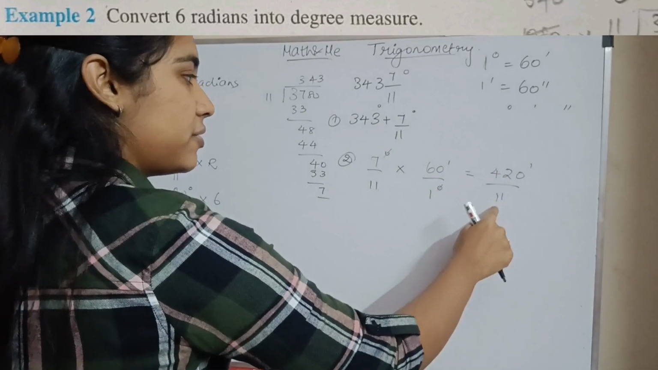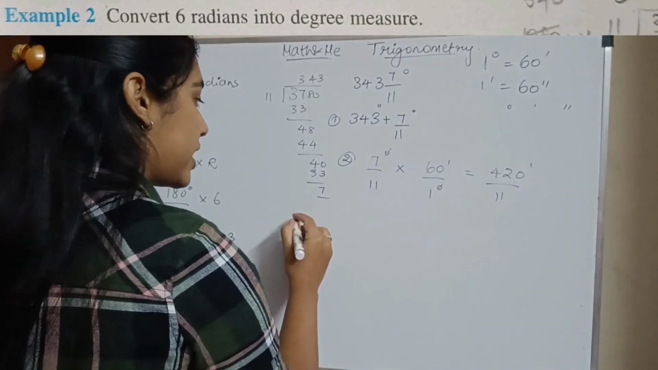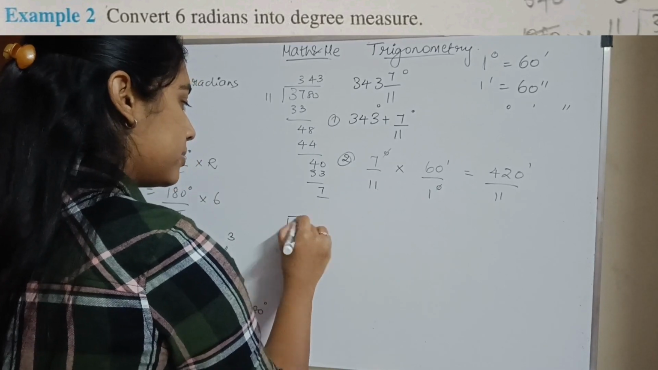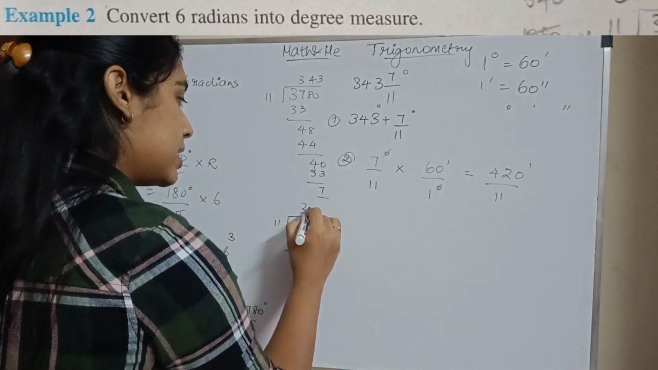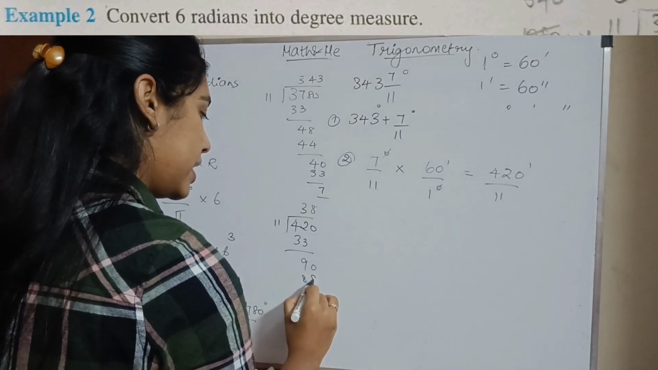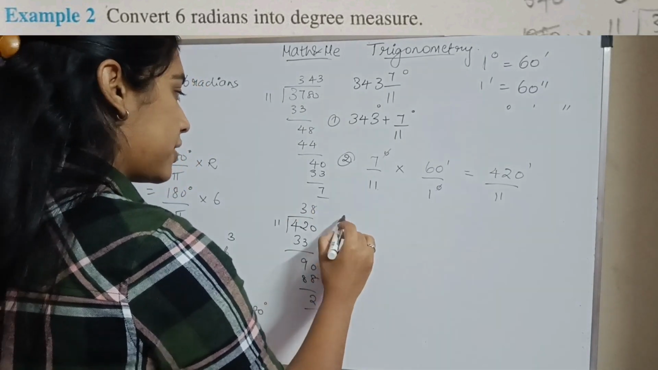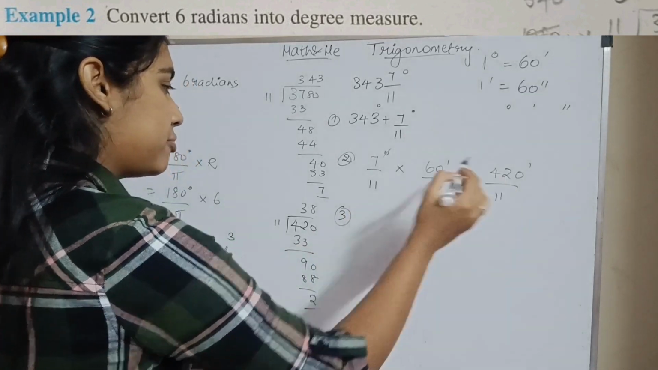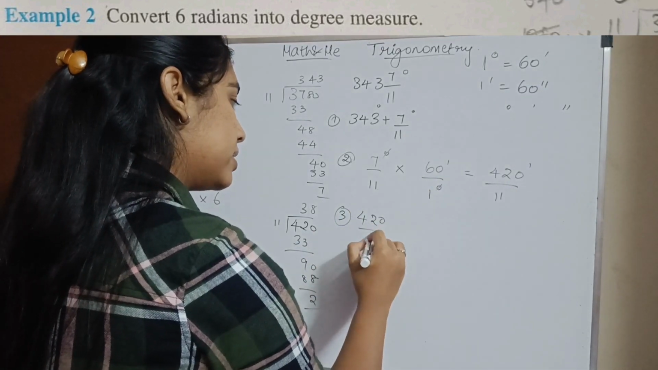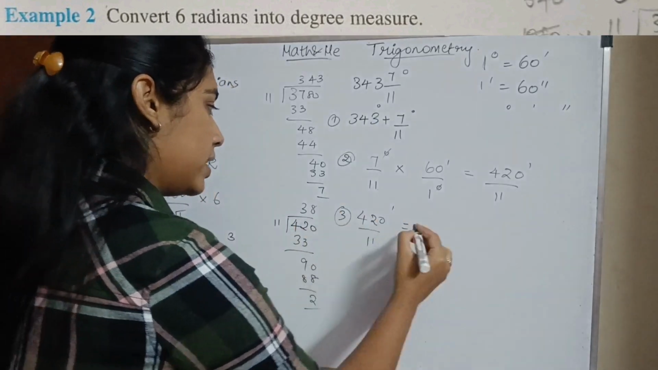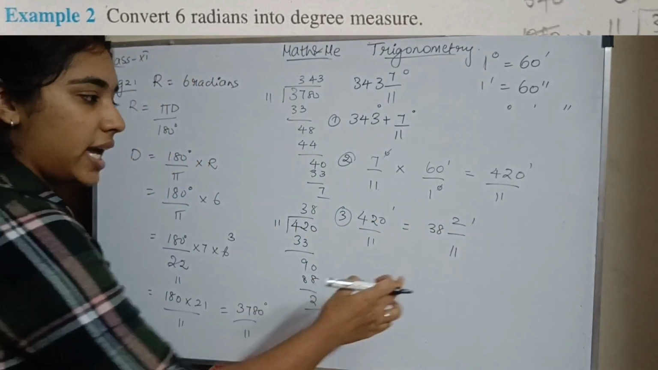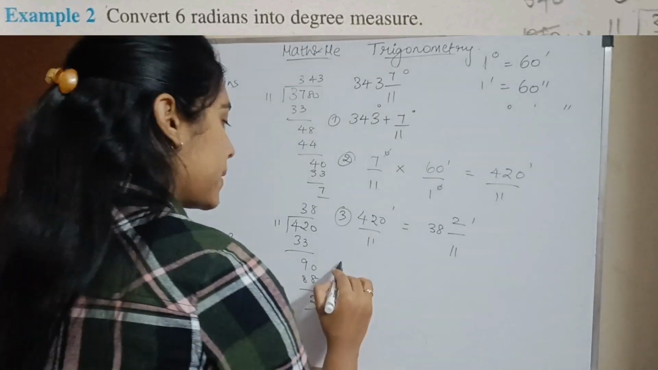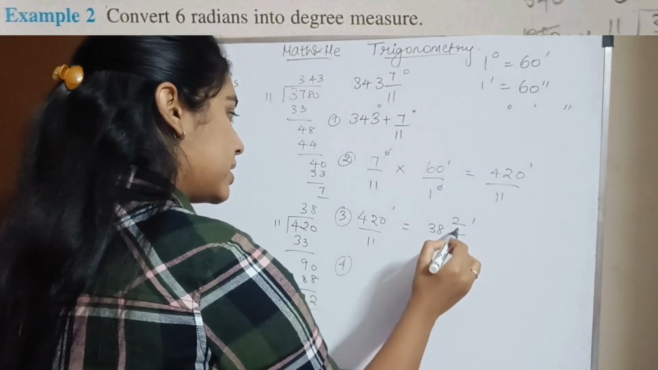Okay. So இப்போ இது வந்து further I still have a denominator. So what can I do? When I divide, I have 11 3s are 33, 90, 11 8s are 88, 2. So இது என்னது further it will become, what is my third step? 420 divided by 11 minutes is nothing but 38, 2 by 11 minutes. Again I have a denominator. So என்ன பண்ணலாம்? My fourth step is converting this 2 by 11.